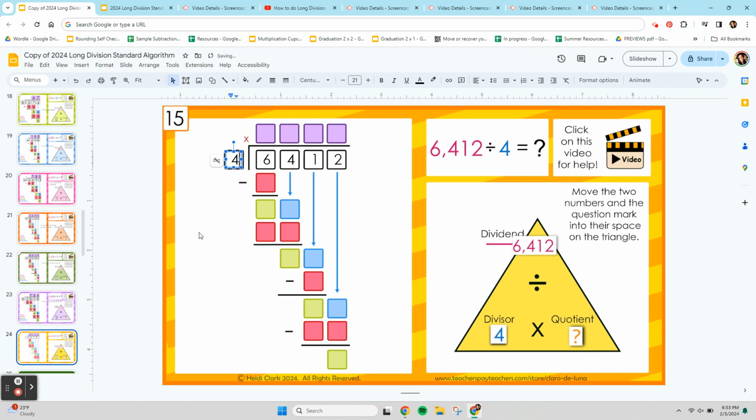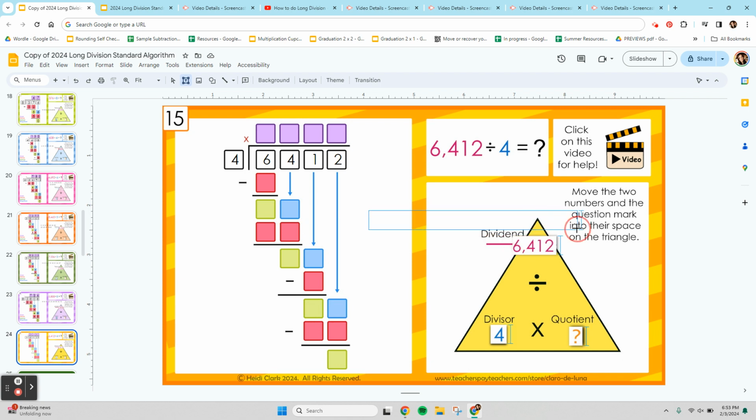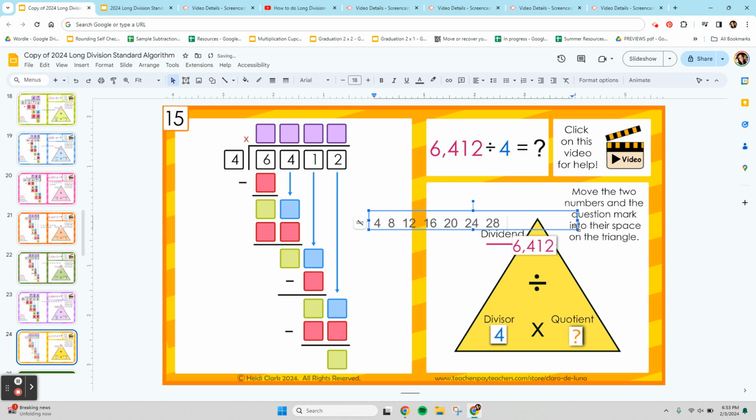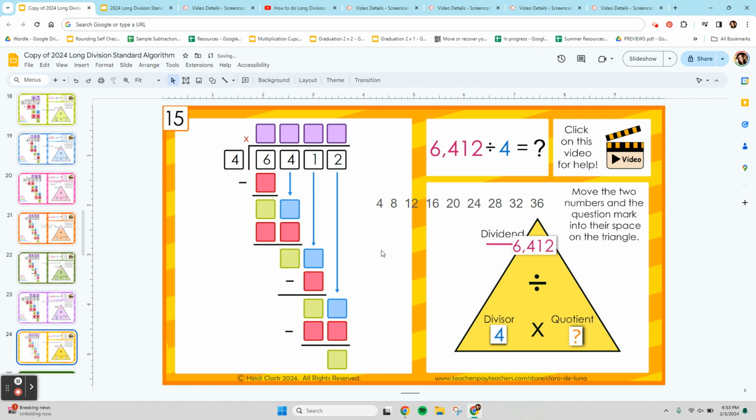And as always, I encourage you to write out your multiples of your divisor. In this case, it's 4. So skip count your 4s, because when you divide by 4, it's going to be very helpful to have these out. And then I also suggest that you pause the video and give it a go on your own and just see how it goes. And then just check in and use the video to help check your work.